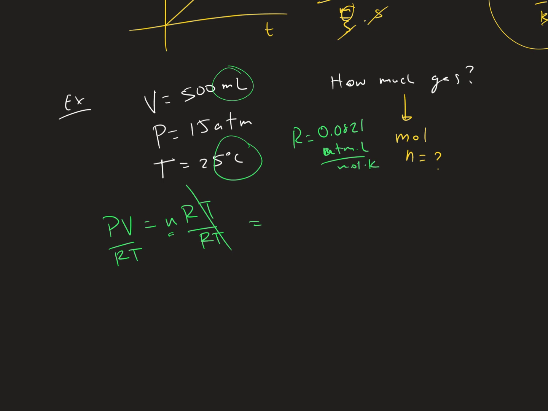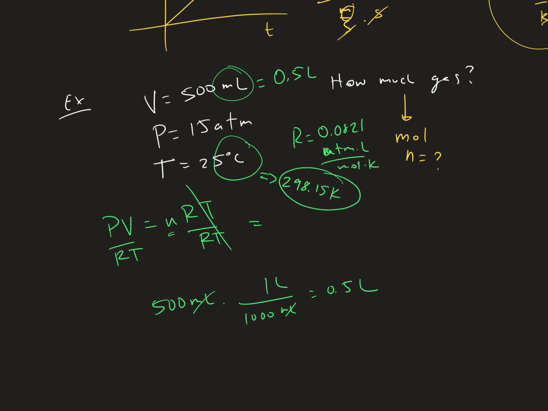So always check that until you get good at this, right? How many liters is 500 milliliters? 0.5. And if you can't do that in your head, guys, just start like this, right? No problem. Do what you've got to do. And 25 degrees Celsius is 298.15 Kelvin. Okay, now everything's in the right units.